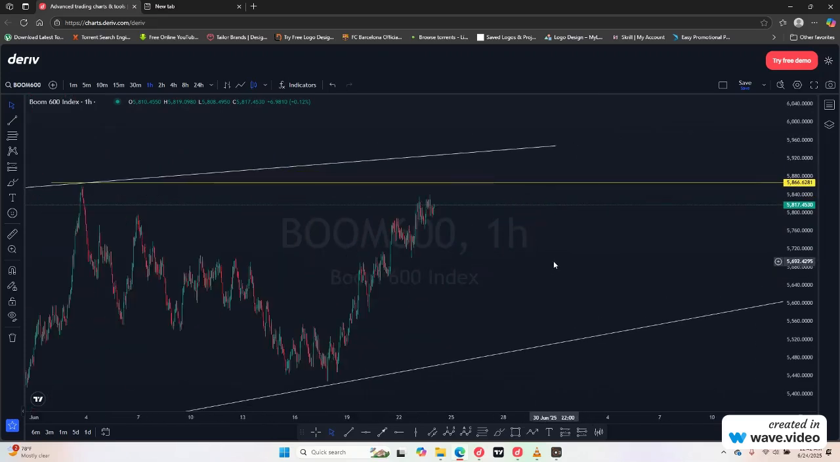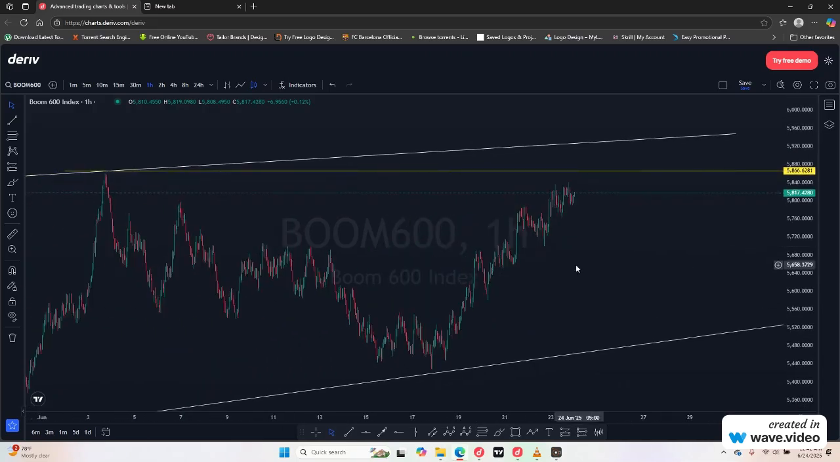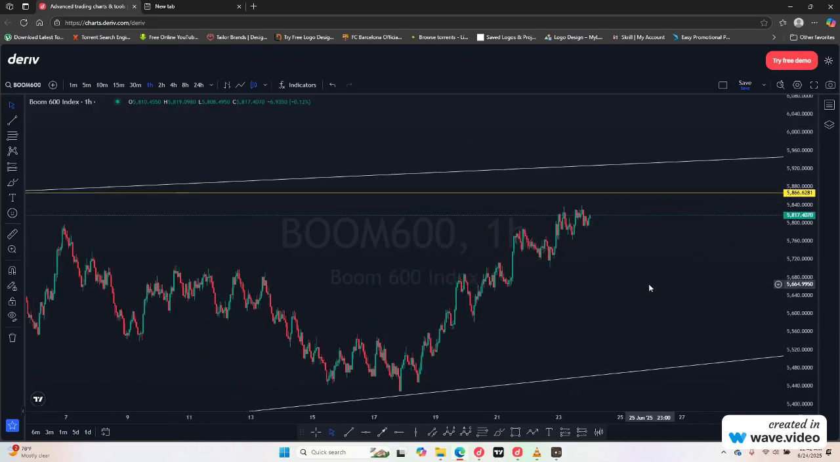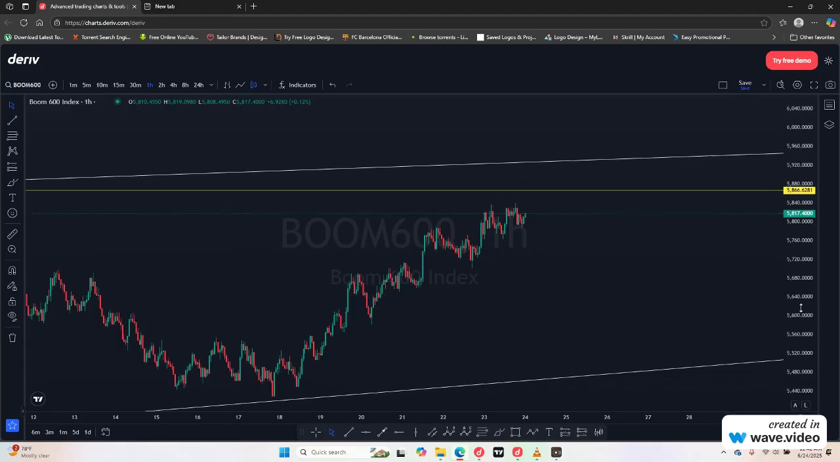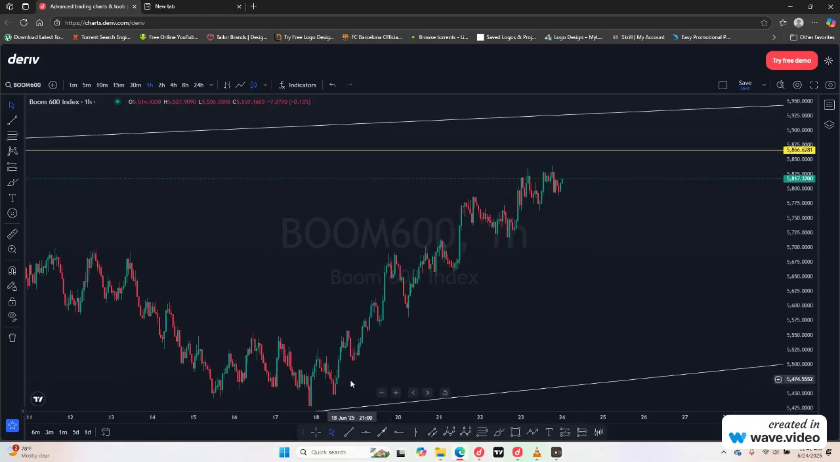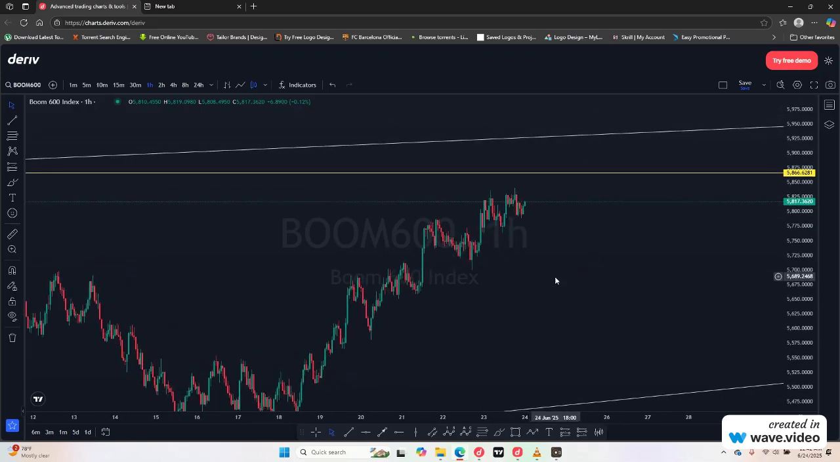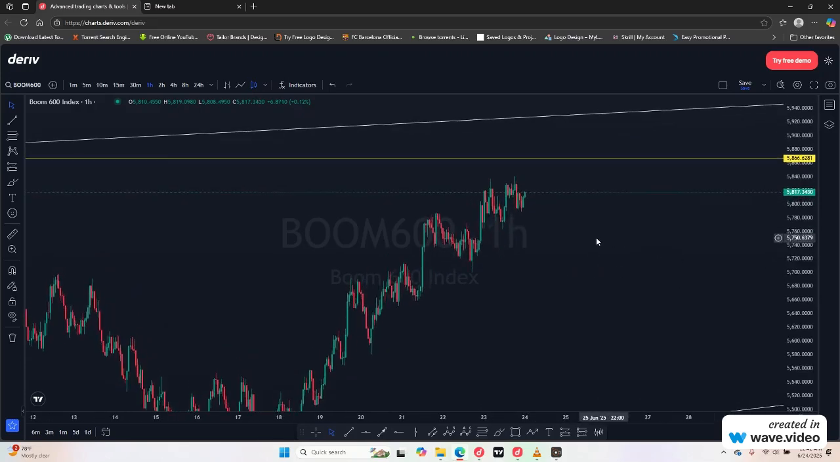So this market actually will give us a very good sell in the subsequent days that are coming. So it is very key. It's very key. Very, very key. Let's pay attention over here.